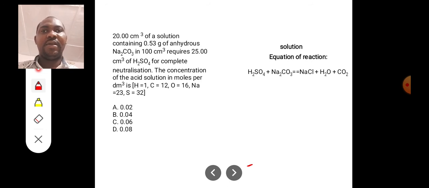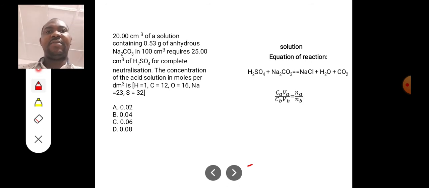Okay, and we use our formula CAVA over CBVB equal to NA over NB. Now the concentration of acid is what we are asked to find. The volume of acid in this question is 25.